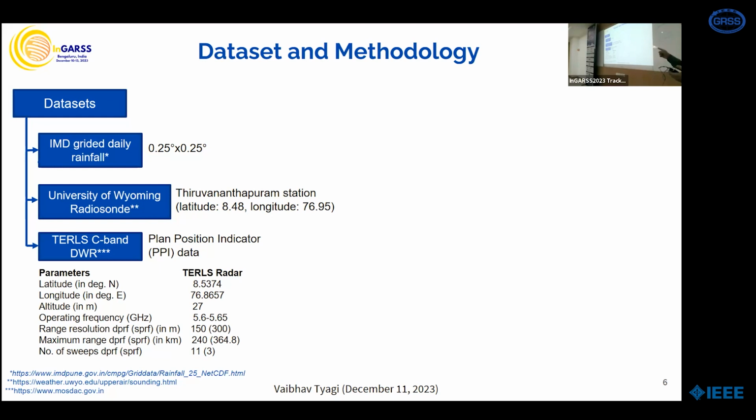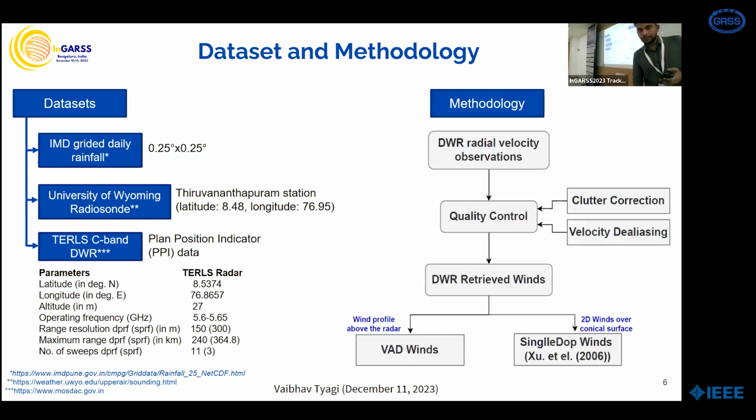This Thumba radar can work in two modes: one is the single PRF mode and one is the double PRF mode. In double PRF mode, the resolution is 150 meter, and we are using the double PRF mode only. In that case, the maximum range is about 240 kilometers.